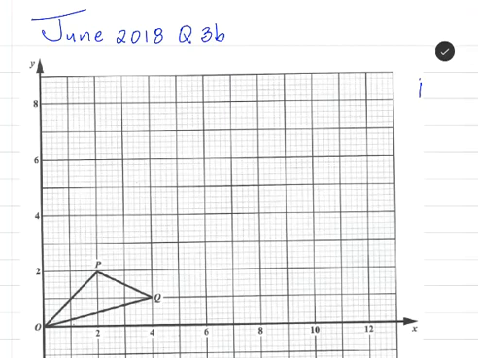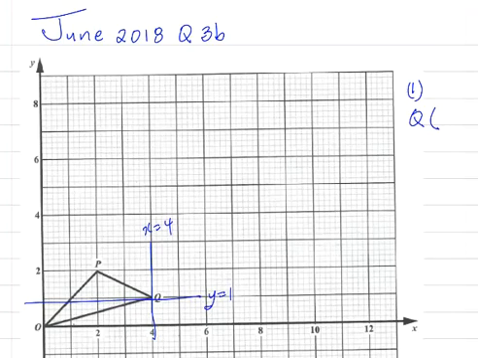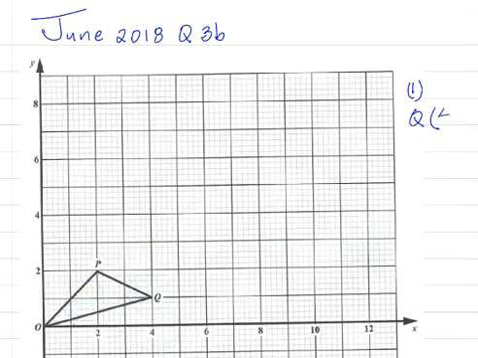Let us state the coordinates of the point Q. Q is here. The vertical line through Q is x equals 4, and the horizontal line through Q is y equals 1. So Q is the point (4, 1). So we can write that. That's the answer to part i. We're asked to state the coordinates of Q.